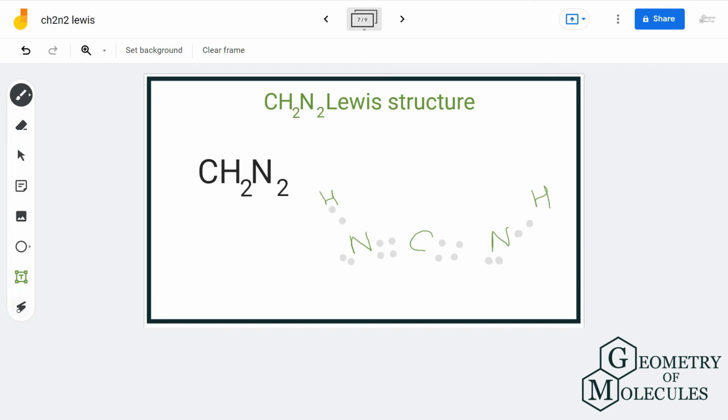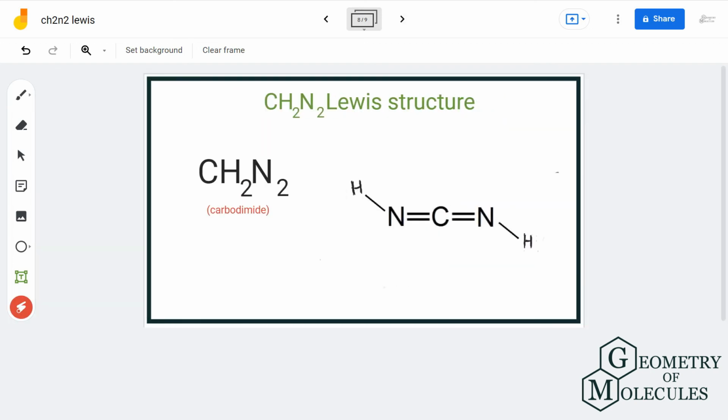This is the fourth possible structure having formula CH2N2. And the name of this compound is carbodiimide and this is its structure.